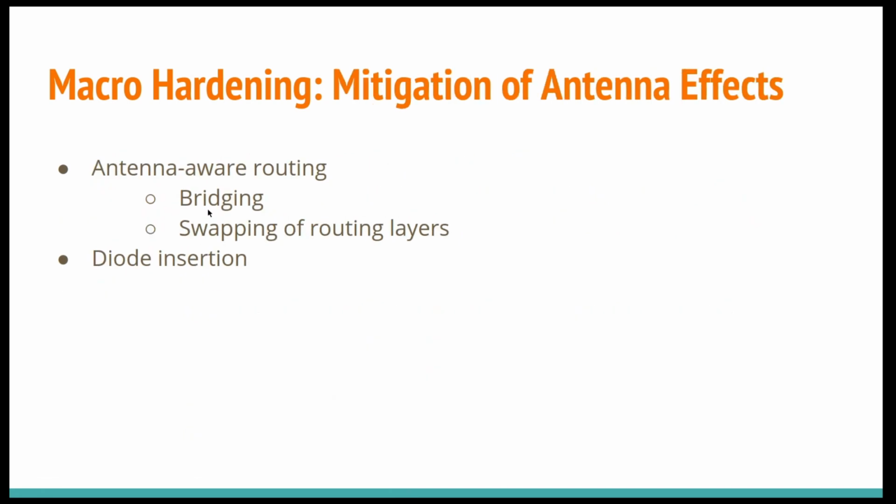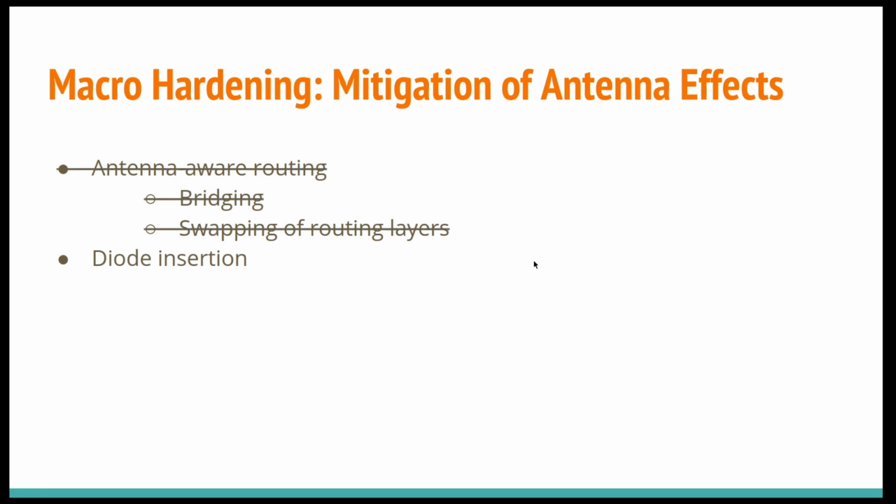So broadly, there are three techniques to mitigate the antenna effects. Two of them are dependent on antenna-aware routing, and those are bridging to the highest metal layer as close as possible to the polygate at risk, as well as swapping routing layers in order to keep the highest metal layer used in the route the one closest to the polygate at risk. And the third one is the insertion of antenna diodes on vulnerable sinks.